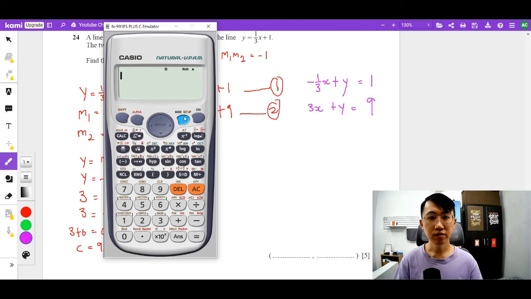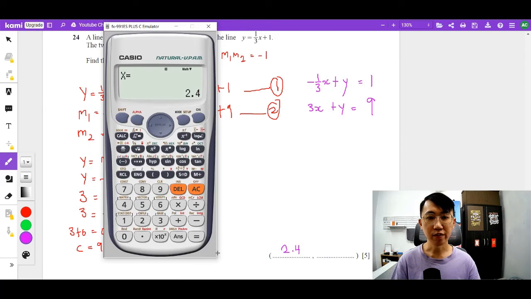Alright, press mode, equation number 5. Now for simultaneous equation is linear, so press number 1. Okay, double lines, fill up. A is negative 1 over 3. Oops, I need to press 1 first. 1 over 3. Okay. B is positive 1. Fill up. C is 1. Fill up. Alright, second equation. So this is going to be 3. B is 1. C is 9. Alright, fill up first. Okay, so your x value is 2.4.